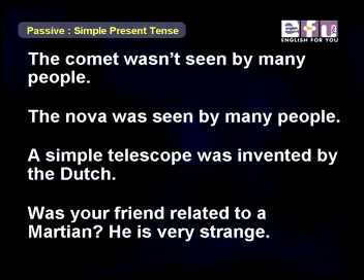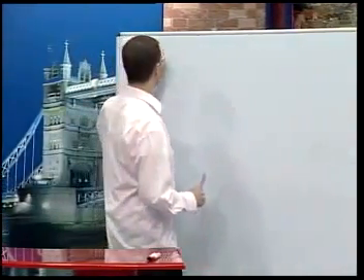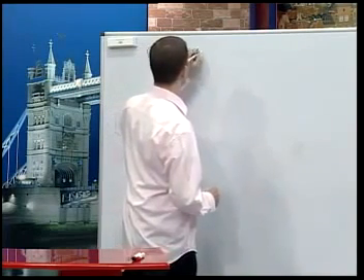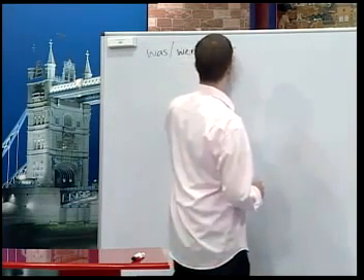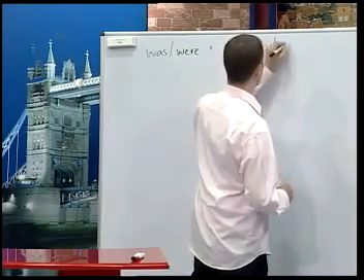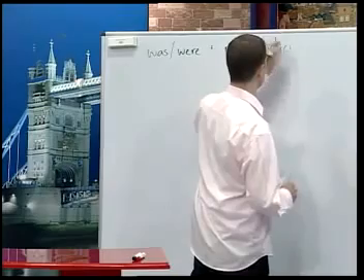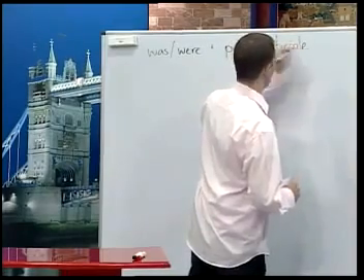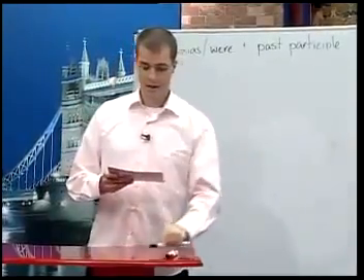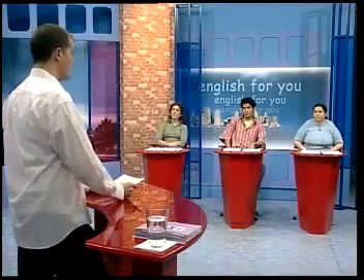Was your friend related to a Martian? He's very strange. For the simple past, we use was or were plus the past participle. So let's practice these now. Let's review the passive with the simple past.